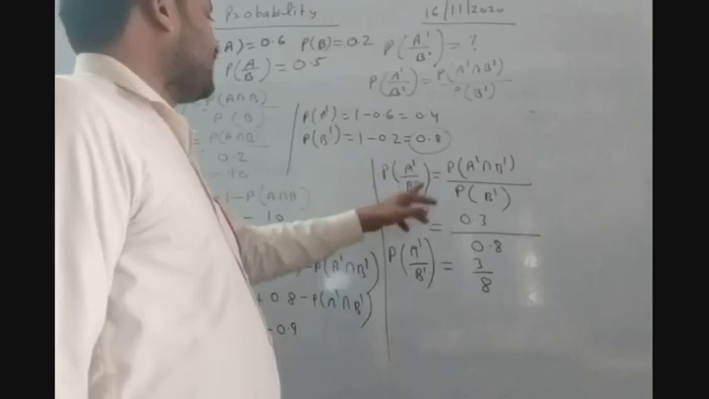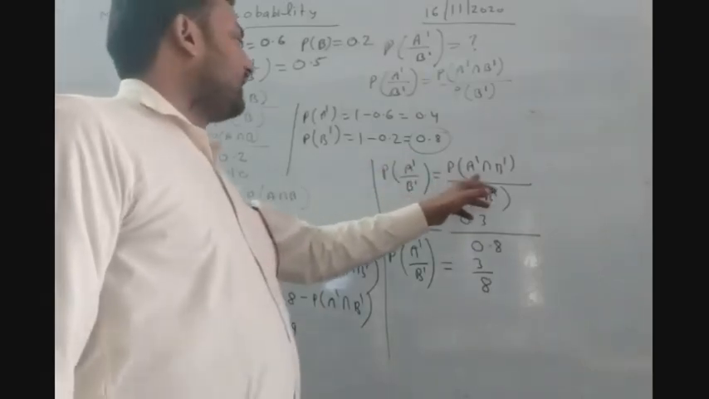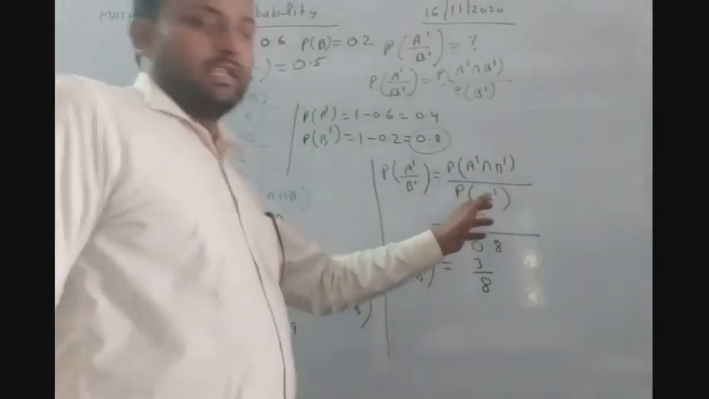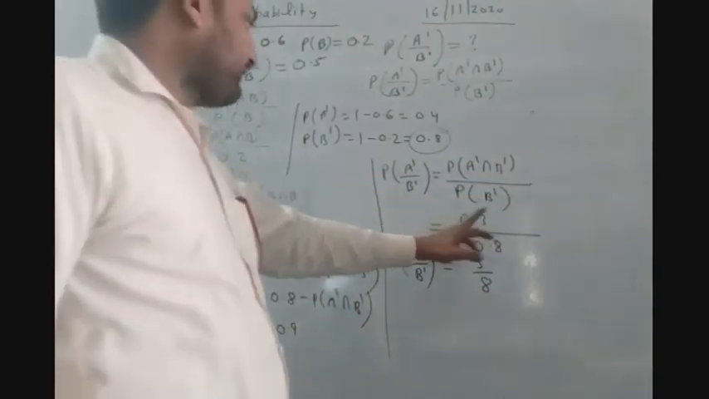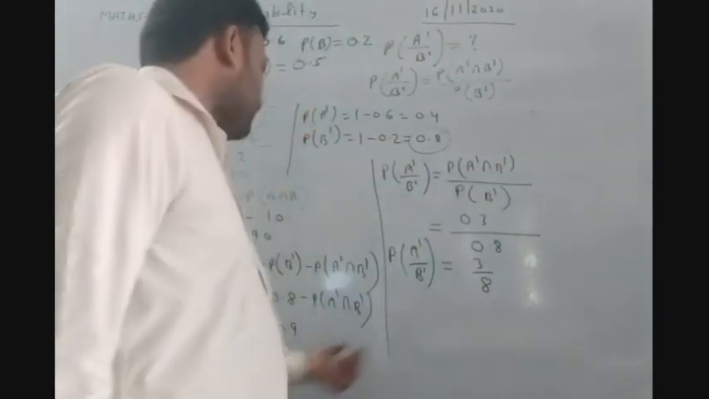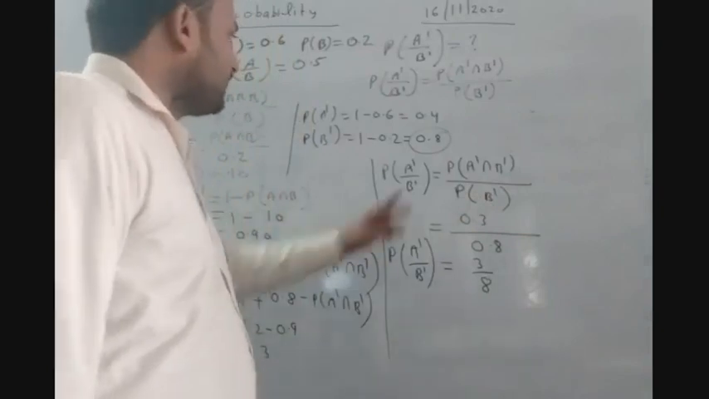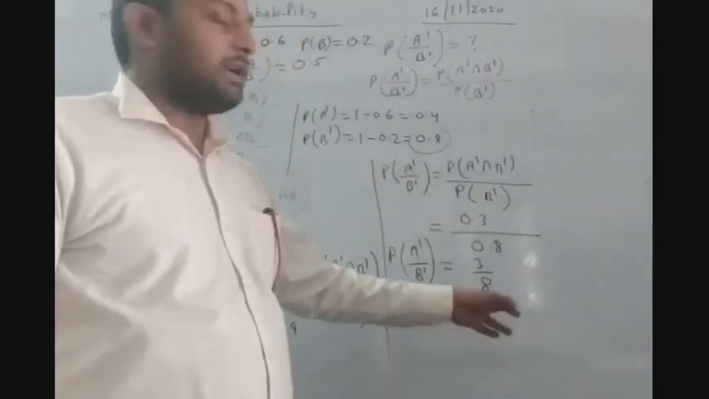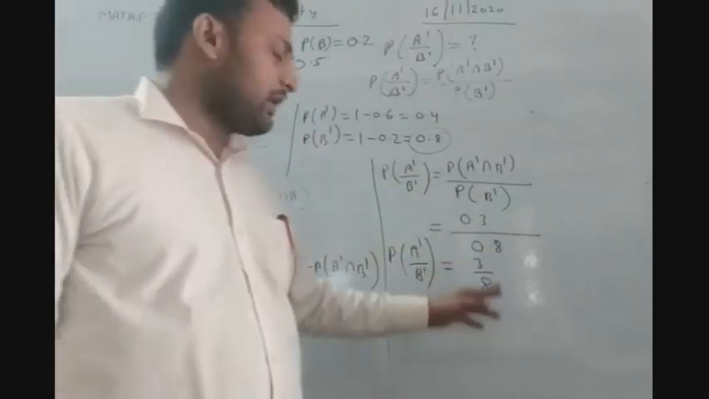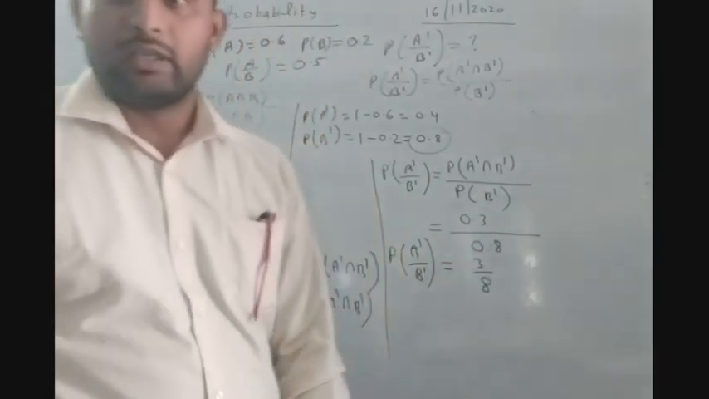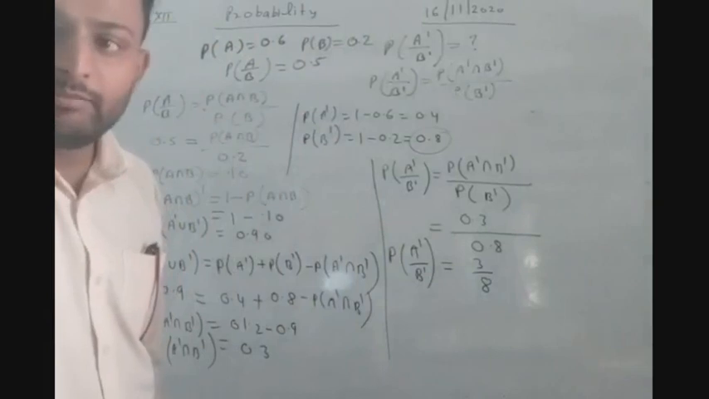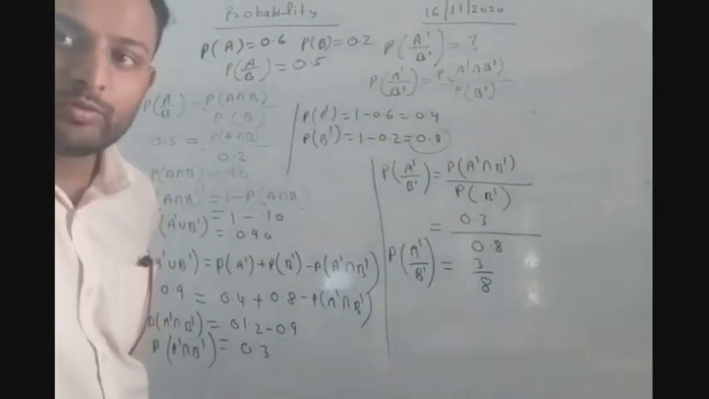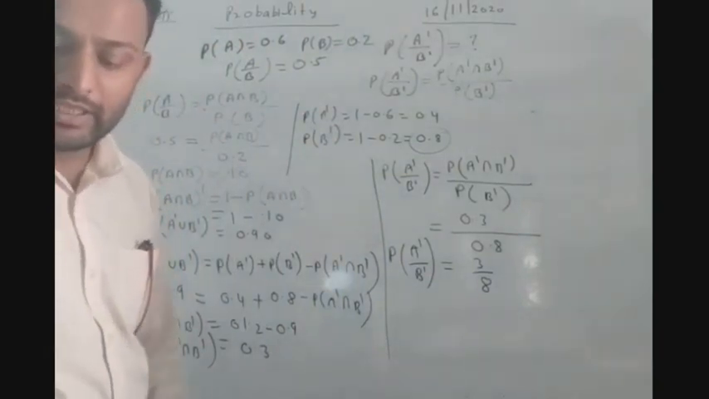So probability of A dash by B dash is equal to probability of A dash intersection B dash divided by probability of B dash. Now we put the value 0.3 and probability of B dash, which is 0.8, and we will multiply by 10. So we get our result 3 by 8. So this will be the probability of A dash divided by B dash. Okay, I hope you understand. Now we will see the next question.